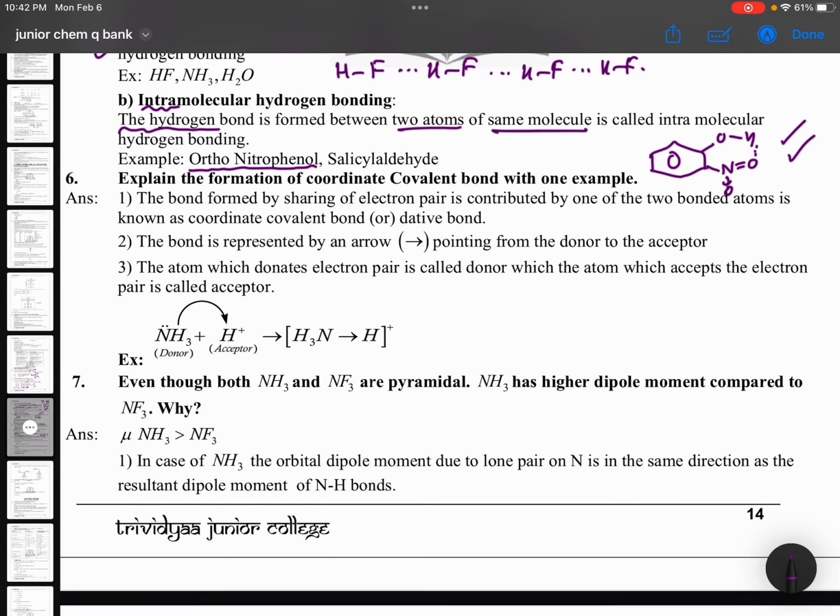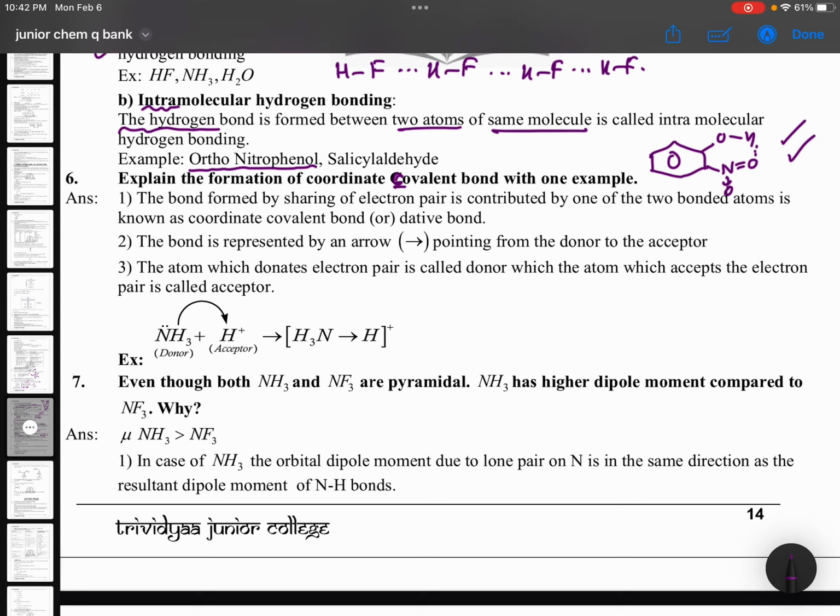Explain the formation of coordinate covalent bond with one example. The bond formed by sharing of an electron pair contributed by one of the bonded atoms, while the second atom has only a vacant orbital. Then the bond formed is known as coordinate covalent bond.